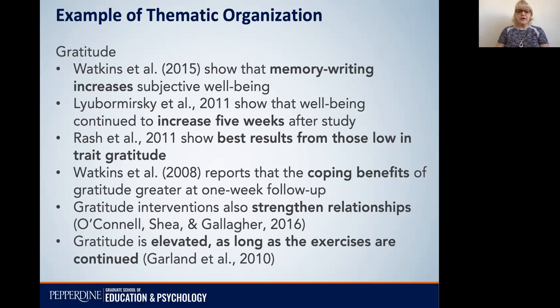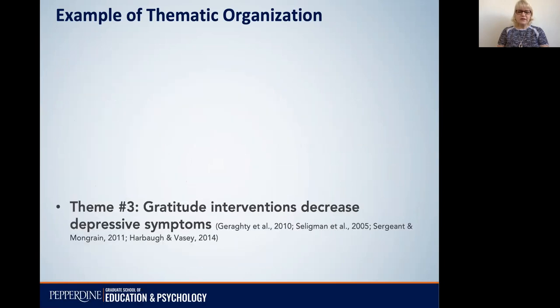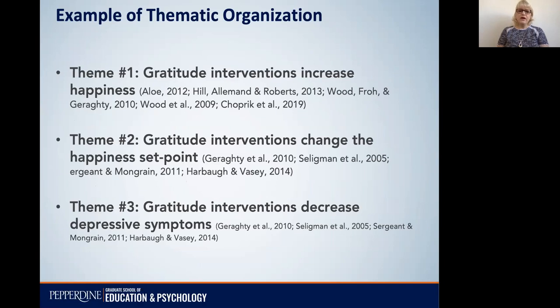Then there was something about being low in trait gratitude and how that gave great results. Anyway, you can see these are different aspects of the same topic, but not organized. So then what she did was she took all of that evidence, all of that research, and she organized it into 3 themes. The first one was gratitude interventions increase happiness. And then she went a little deeper, gratitude interventions change the happiness set point. And then still further, gratitude interventions decrease depressive symptoms.